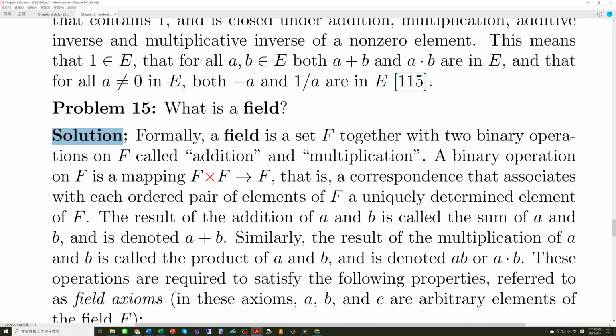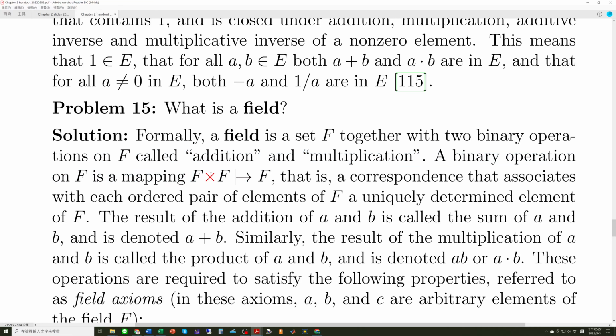Okay, solution. Formally, a field is a set F together with two binary operations on F called addition and multiplication. What is a binary operation? Let me explain it. A binary operation on F is a mapping from F times F to F.